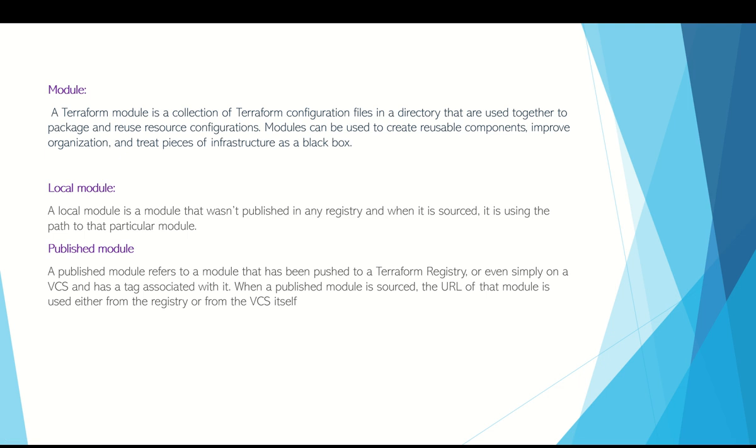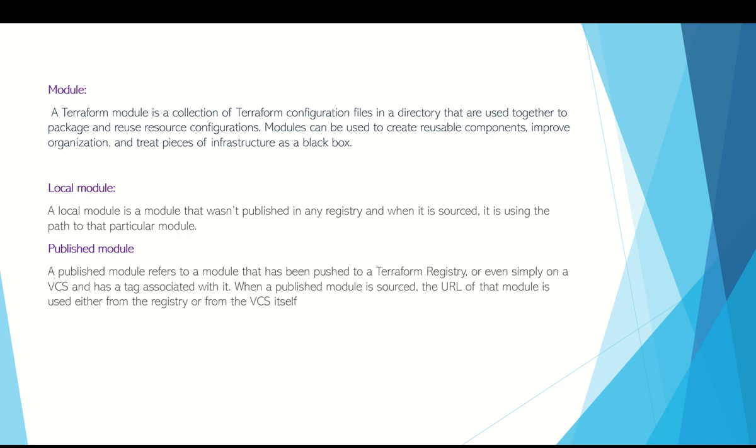So next comes module. Any set of Terraform configuration files in a folder is a module. Every Terraform configuration has at least one module, known as its root module. Modules are of two types: one is a local module and one is a published module. A local module is nothing but the module which you write when you are deploying your own code.